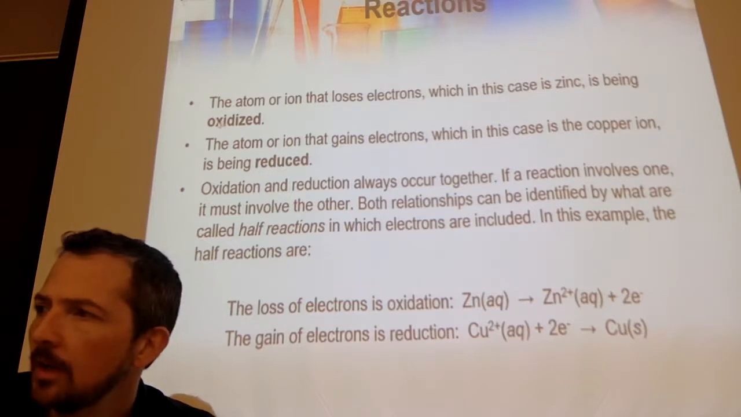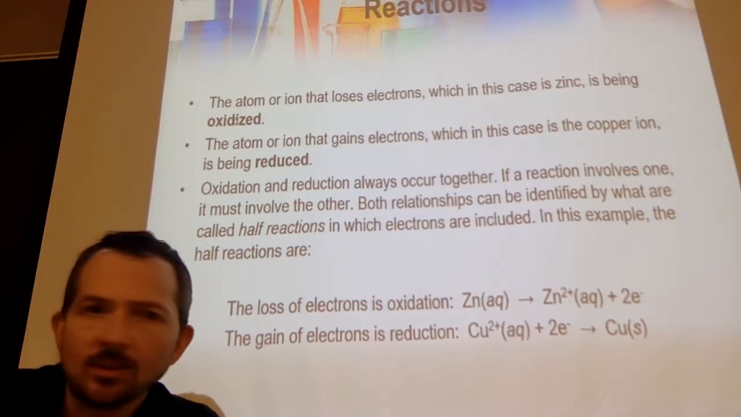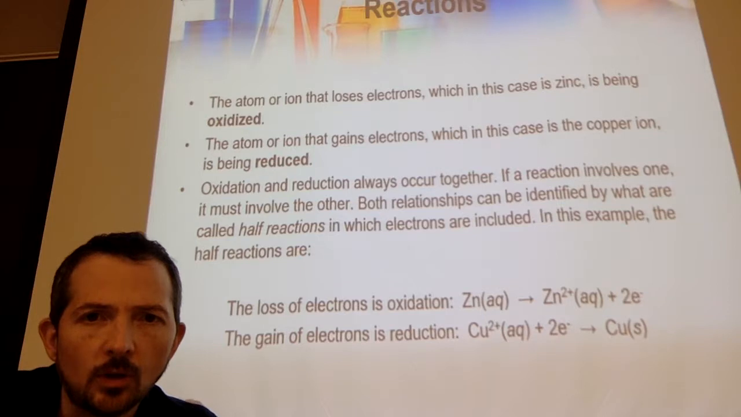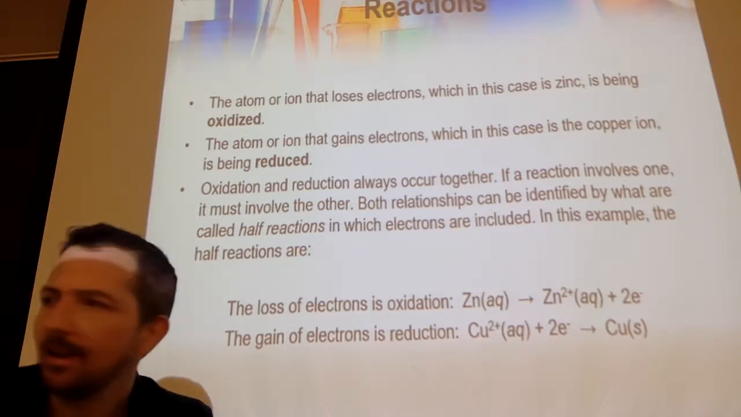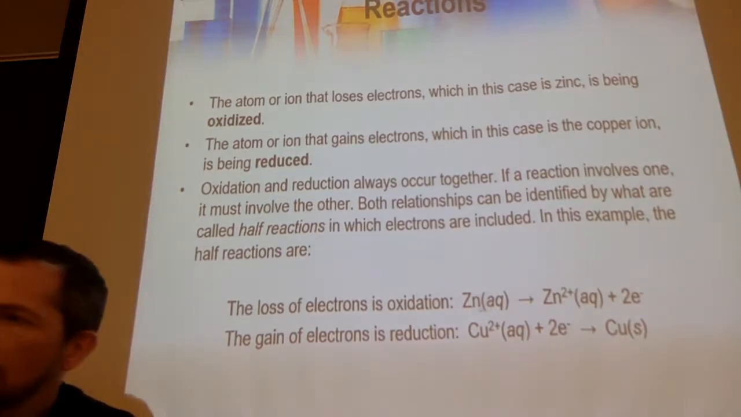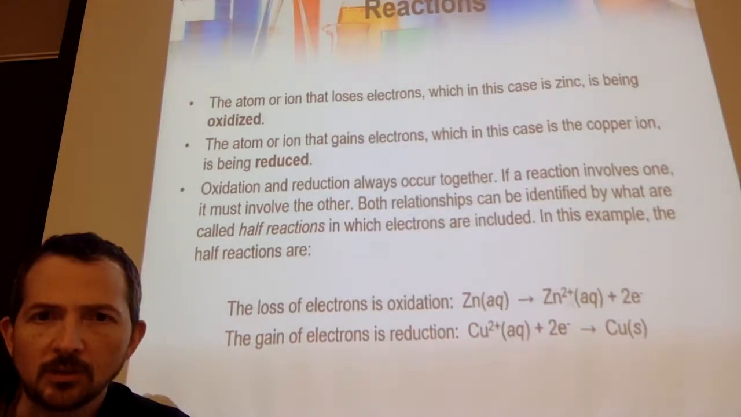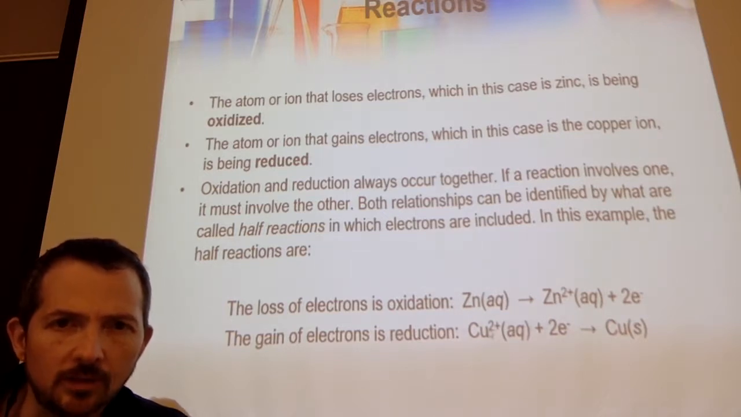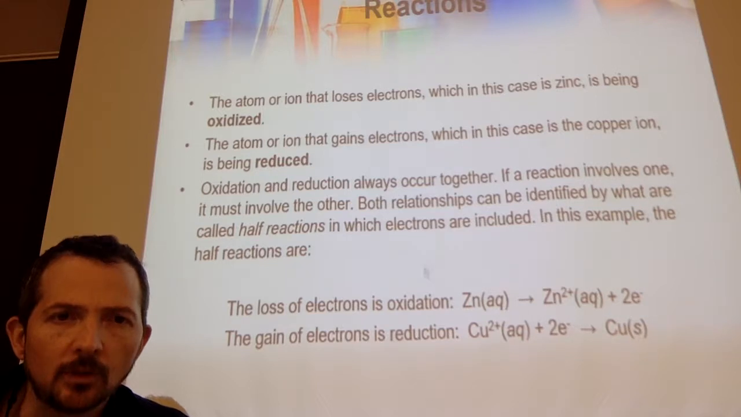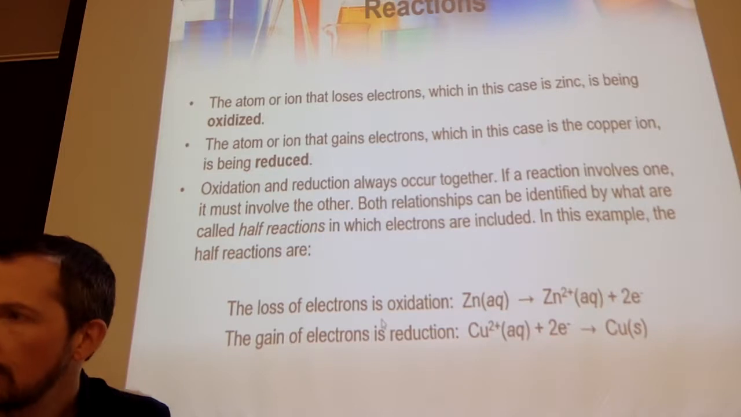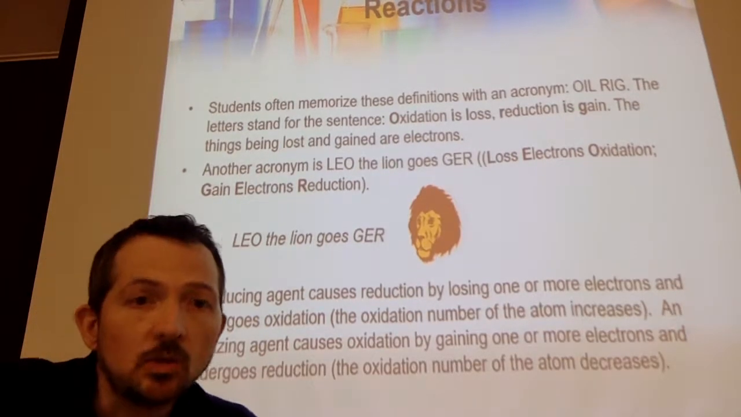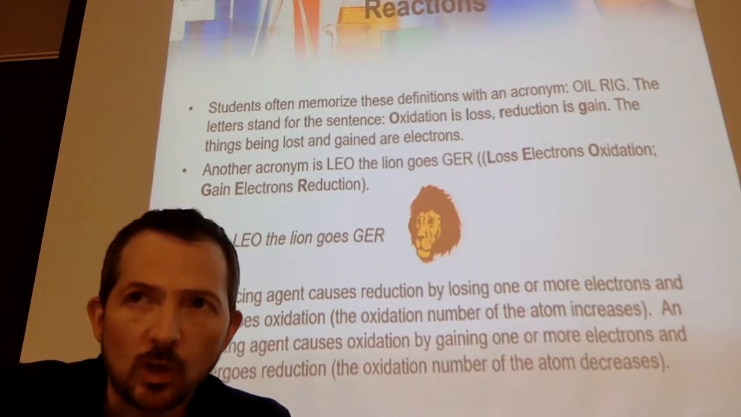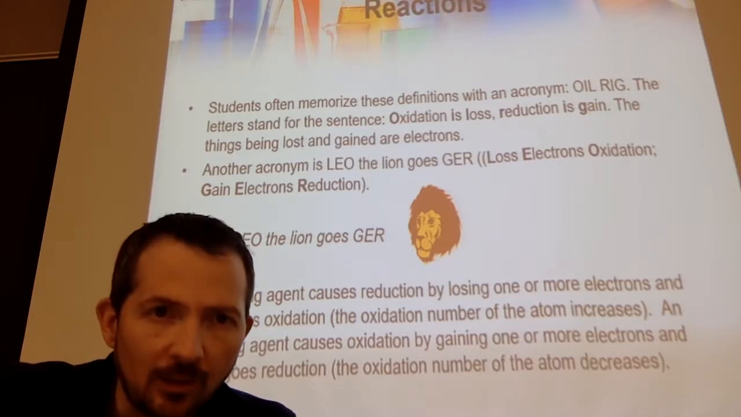If I look here, for the loss of electrons, my zinc is going from 0 to 2+, so I'm showing that in this half reaction. Here is 0, here it becomes 2+, and I lose the 2 electrons. Copper is 2+, it gains the 2 electrons, so it becomes neutral. So loss of electrons is oxidation, gain of electrons is reduction. You need to know that. What's loss of electrons called? What's gain of electrons called?